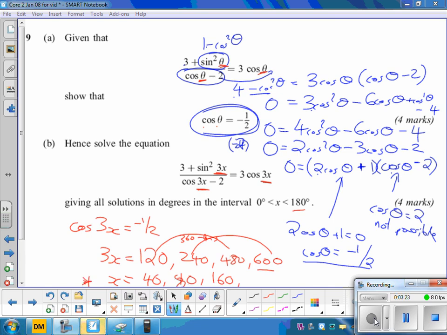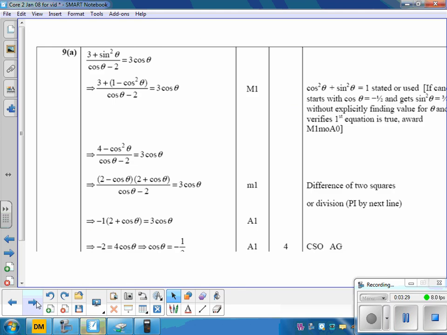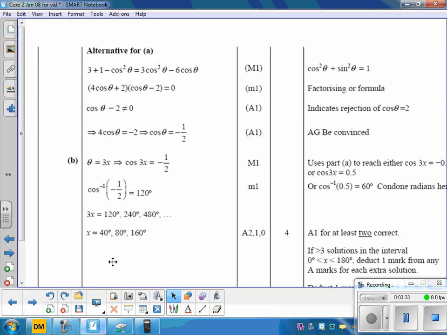And it's all done. You did all the hard work in the first section. The second section was just to finish it off. Mark scheme. And final bit of the mark scheme, 40, 80, and 160.